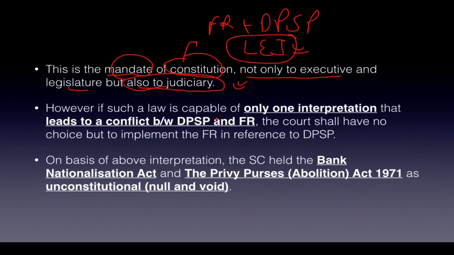However, there might be a certain condition जब सिर्फ और सिर्फ only and only one interpretation is possible and that particular is not harmonious. It is leading to conflict between DPSP and FR. So if that is the case, court will have absolutely no choice but to implement the fundamental rights in reference to directive principles of state policy. So on the basis of above interpretation, Supreme Court held that Bank Nationalization Act as well as the Privy Purses Abolition Act is unconstitutional, null and void. Later both were deemed valid after Kesavananda Bharati case in 1973.